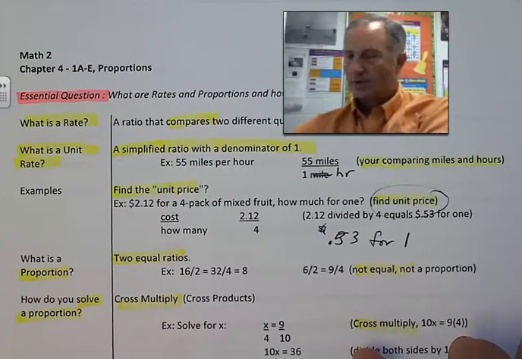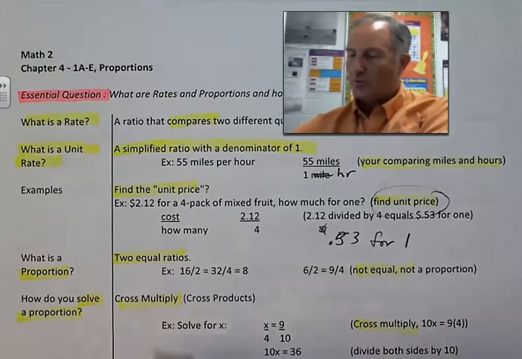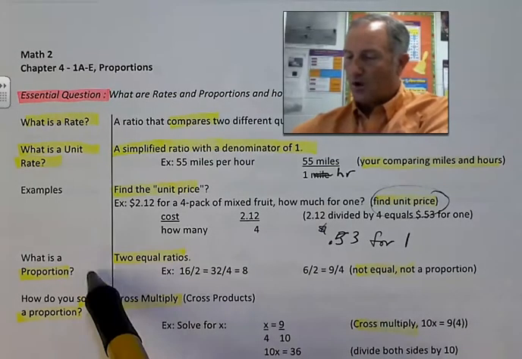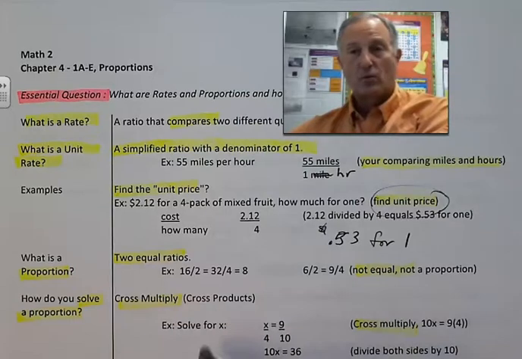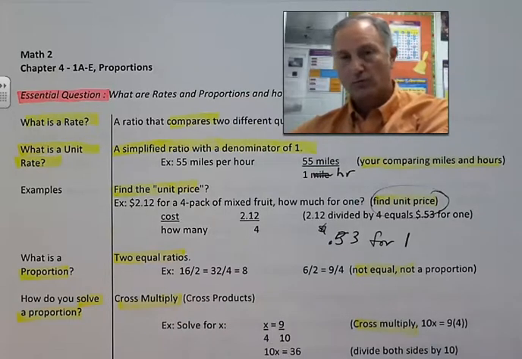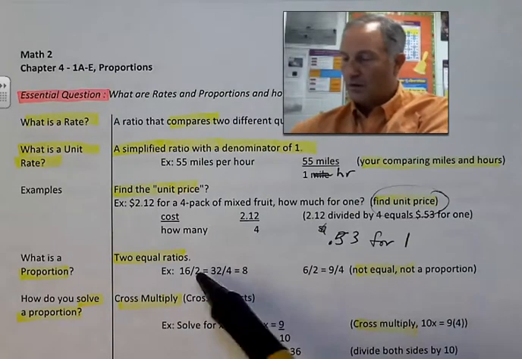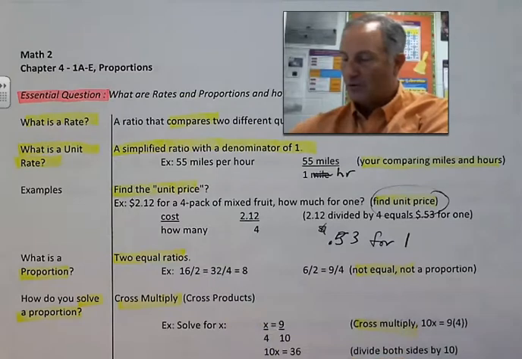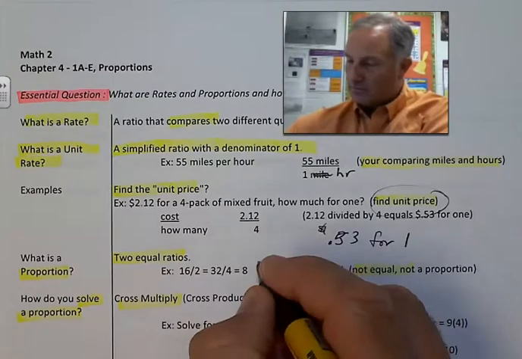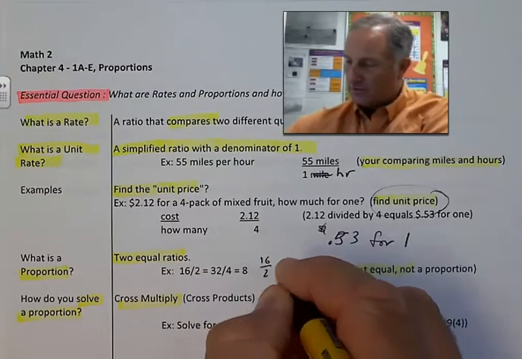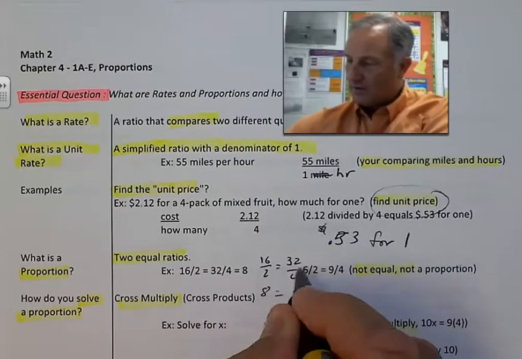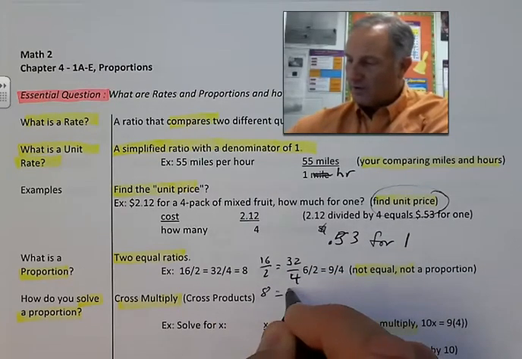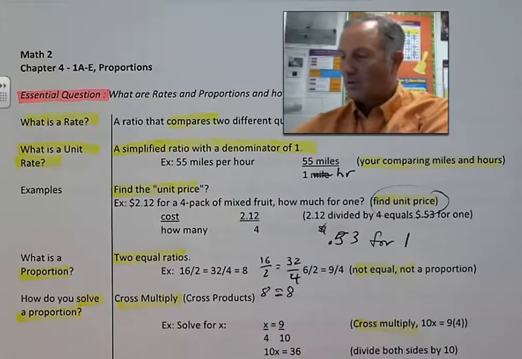Secondly here, what is a proportion? A proportion is two equal ratios, like 1/2 equals 2 over 4. They're equal. Here, 16 over 2 equals 32 over 4. Does it? 16 over 2, does it equal 32 over 4? Well, that simplifies to 8, and 4 goes into 32 8 times. So yeah, they're equal.